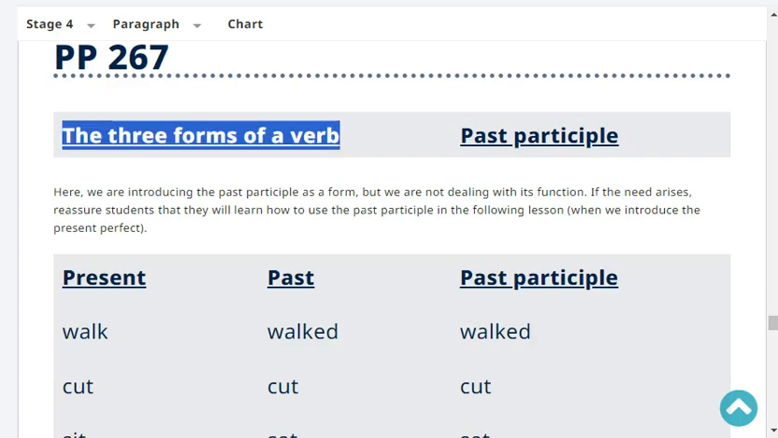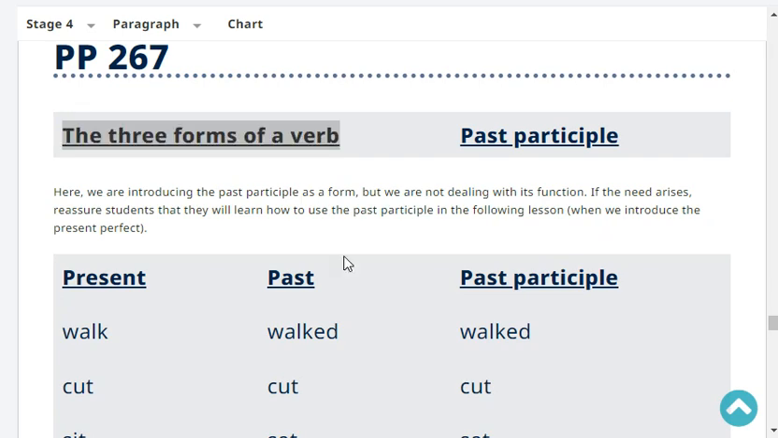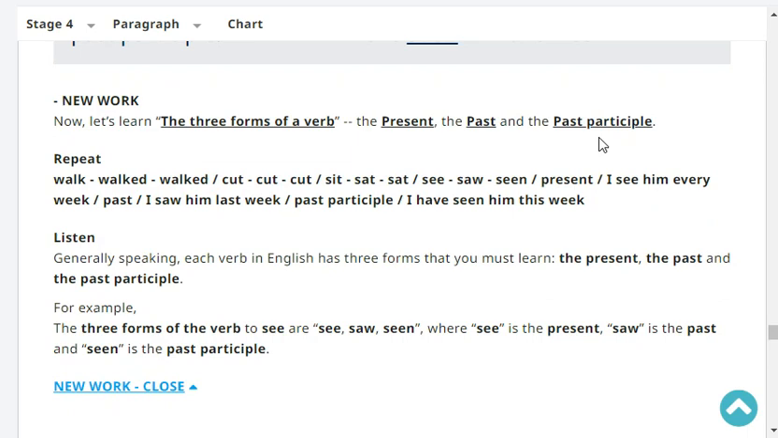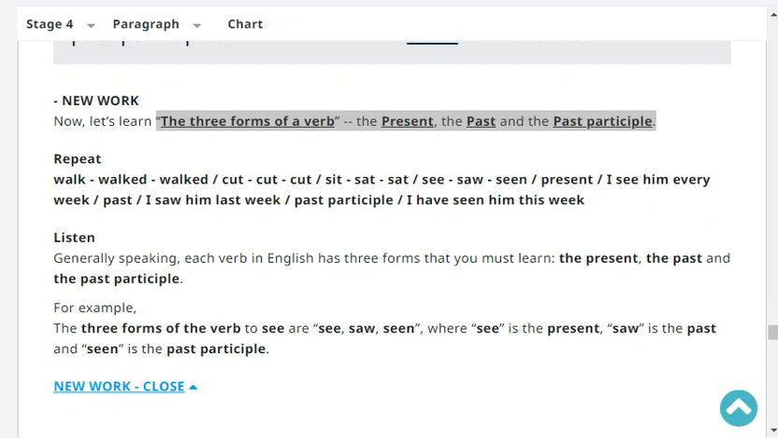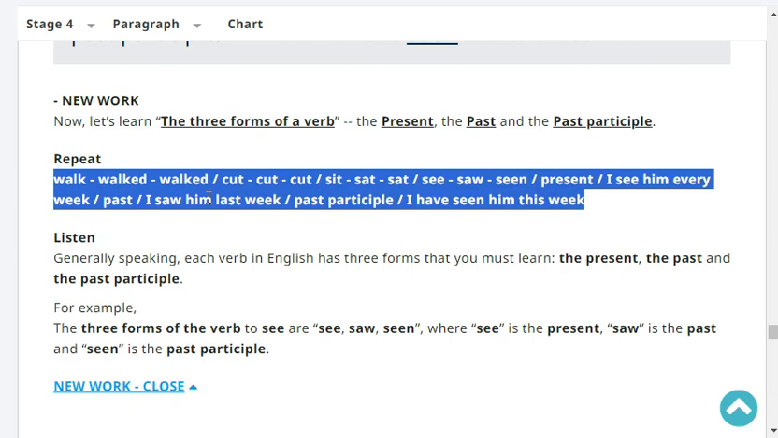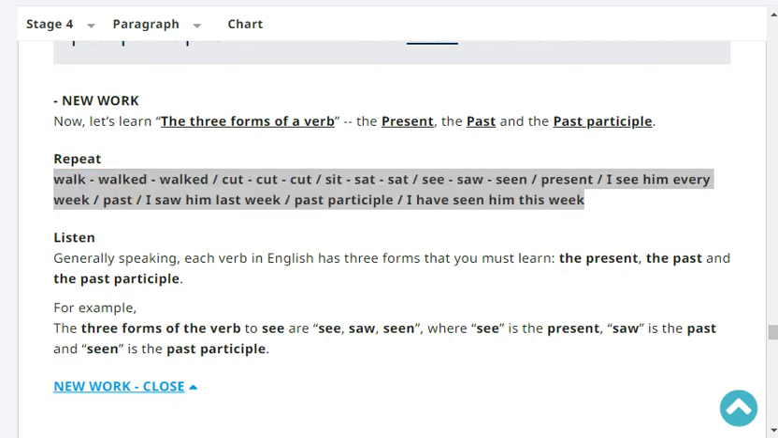Next, let's have the three forms of a verb. Okay, let's talk about the three forms of a verb: the present, the past, and the past participle. Okay, so repeat. Walk, walked, walked. Cut, cut, cut. Sit, sat, sat. See, saw, seen.